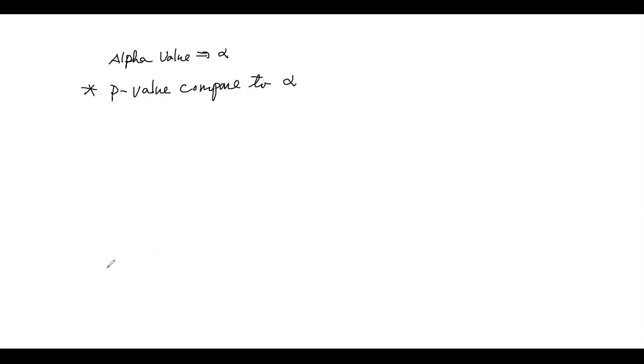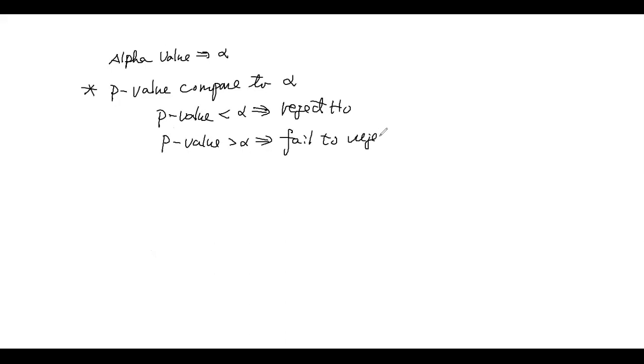If you know how to calculate the p-value, like we said, it's very difficult. So if the p-value is less than alpha, then what do you do? You reject H0. If the p-value is greater than alpha, do we say accept? No, we say fail to reject. Okay, now this is the alpha value. The alpha value is also the significance level.